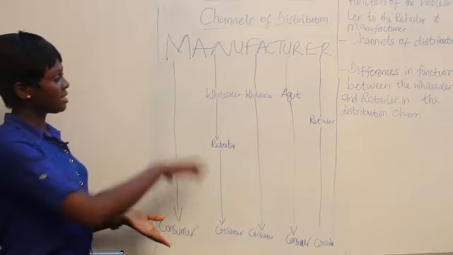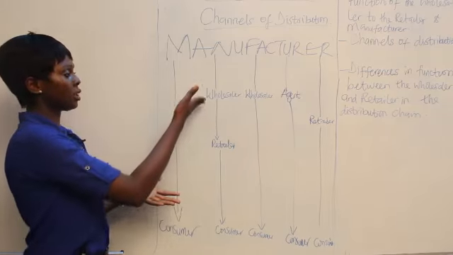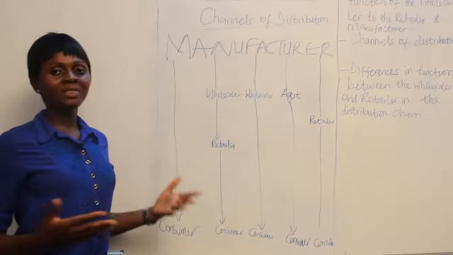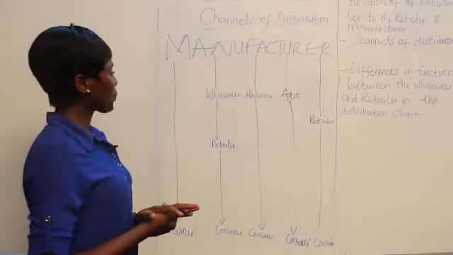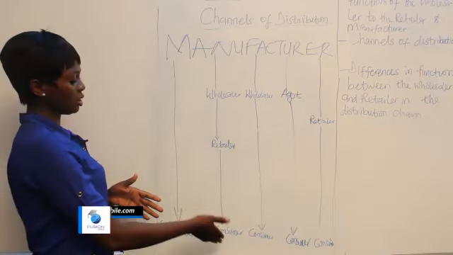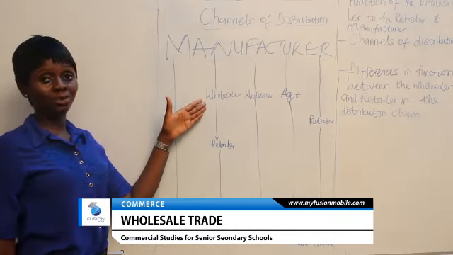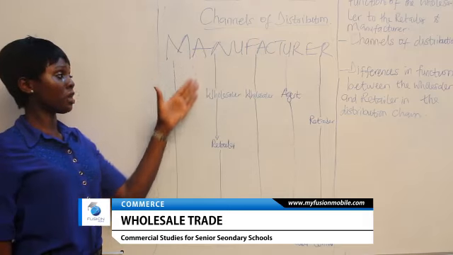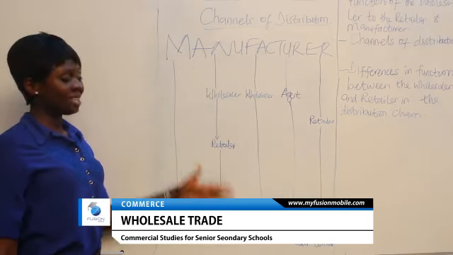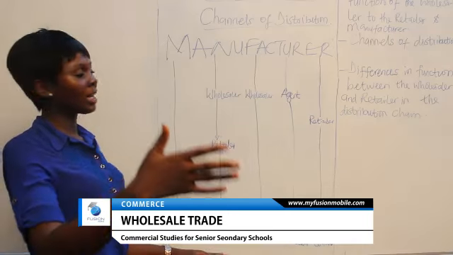You can see that there are no middlemen here, like the wholesaler or the retailer. The reason is because it takes a longer chain. For example, before the goods get to the final consumer, they will have to pass from the manufacturer to the wholesaler to the retailer before they now get to the final consumer. So it's like a longer chain.